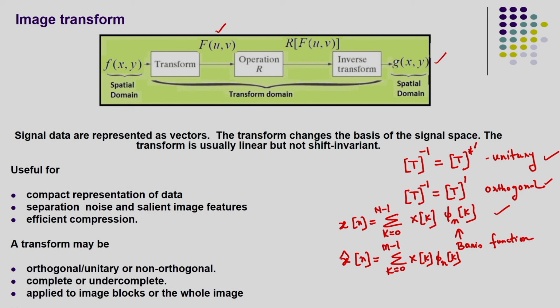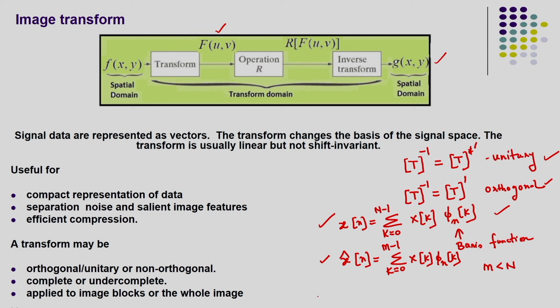That means I am considering n number of coefficients, that means x0, x1, and so on. But in the second case, I am considering only m number of coefficients. Then in this case, m is less than n. Now, if I consider the first one, my transformation will be the complete transformation, and if I consider the second case, that is the undercomplete case.